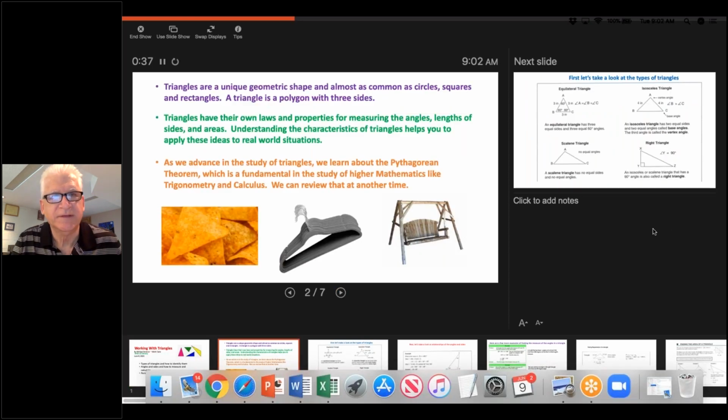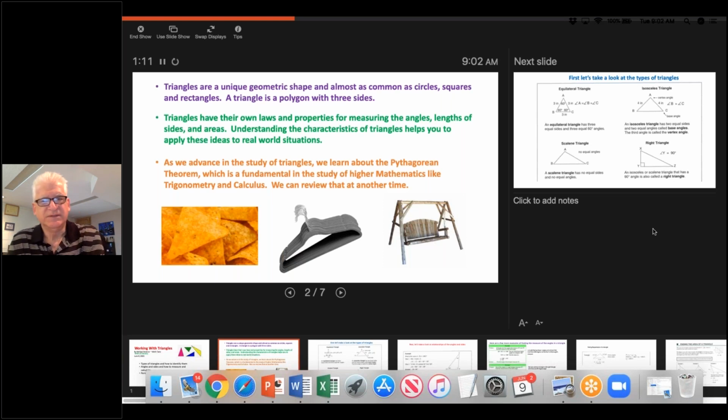So triangles are a unique shape used throughout all of math. They're a very common shape, right up there with circles and squares and rectangles. And it is a polygon, just happens to be a three-sided polygon. And we want to take a look at some of the laws and properties for measuring triangles so that we can see how they apply to real world situations.